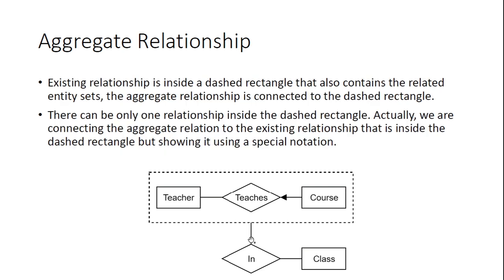Anything about participation and cardinality constraints still applies to that. So I might have arrows next to the relationships. I might have some bold lines according to the scenario.